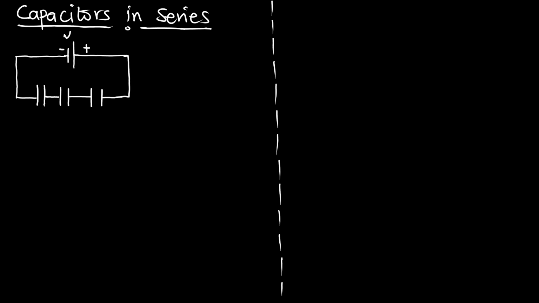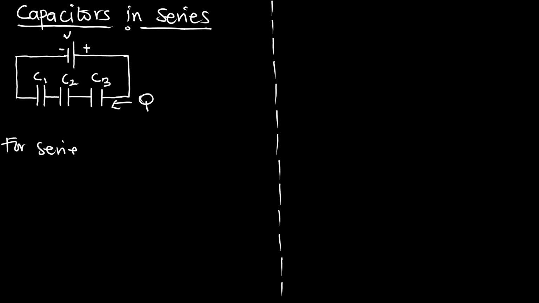So here, let's call this our capacitor 1. It has a capacitance C1. This too has capacitance C2 and C3. Are we okay? Now, the same charge Q is flowing through the circuit. The same charge Q.